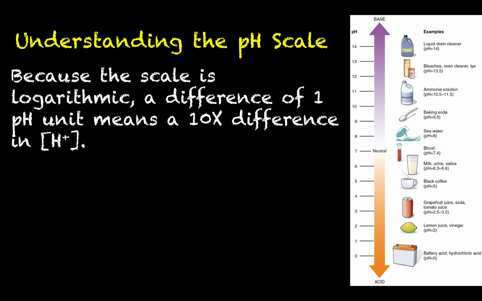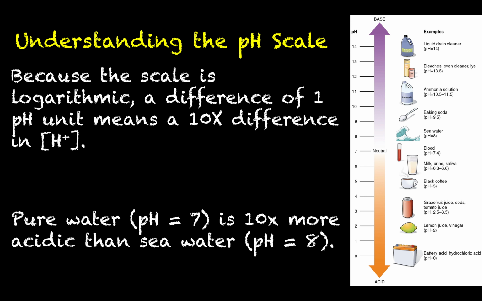So because this is a logarithmic scale, a difference of 1 pH unit actually means a 10-fold difference in hydrogen ion concentration. For example, if you were to compare the pH of pure water, which is 7, to the pH of seawater, which according to this figure here is 8, that would indicate that pure water is 10 times more acidic than seawater because they have a difference of 1 pH unit. Or you could interpret this the other way and say that seawater is 10 times more basic than pure water.